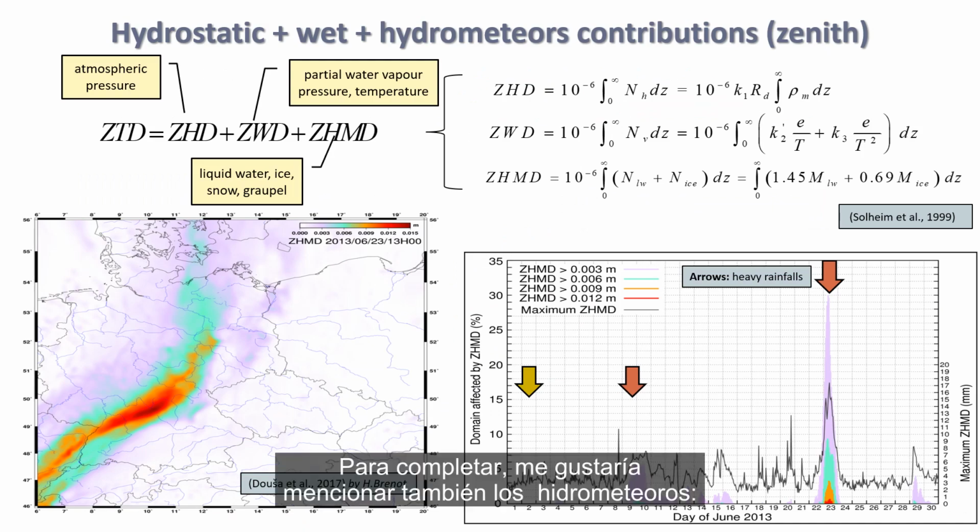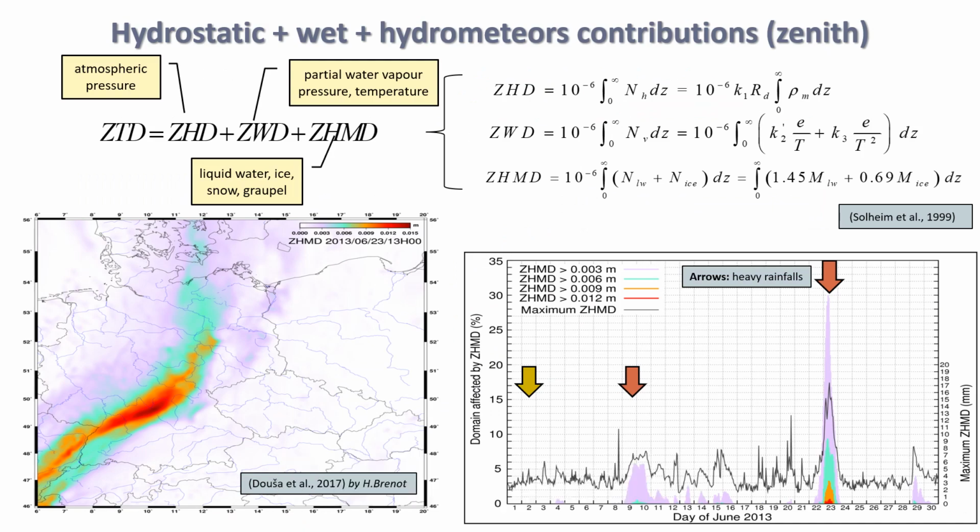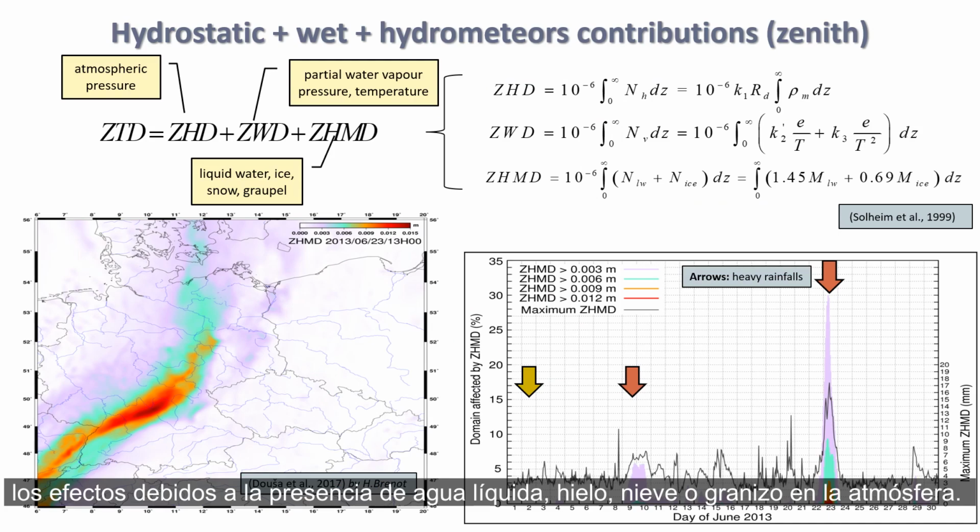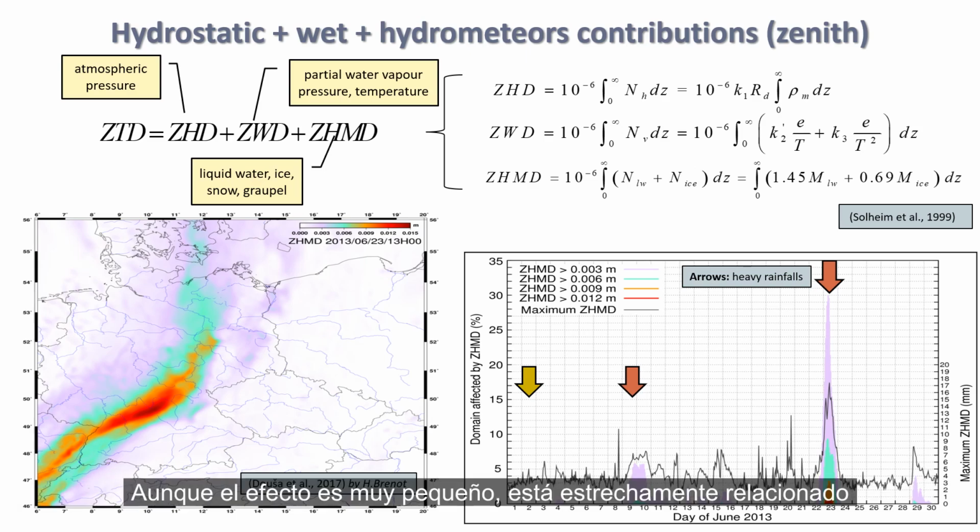For completeness, I would like to mention also hydrometeors, the effects due to the presence of liquid water, ice, snow, cloudbursts in the atmosphere. Although the effect is very small, it is closely related to several weather conditions, thus raising a strong interest for nowcasting applications. Two figures now show spatial and temporal occurrences of this effect caused by liquid water during heavy precipitation in Central Europe.